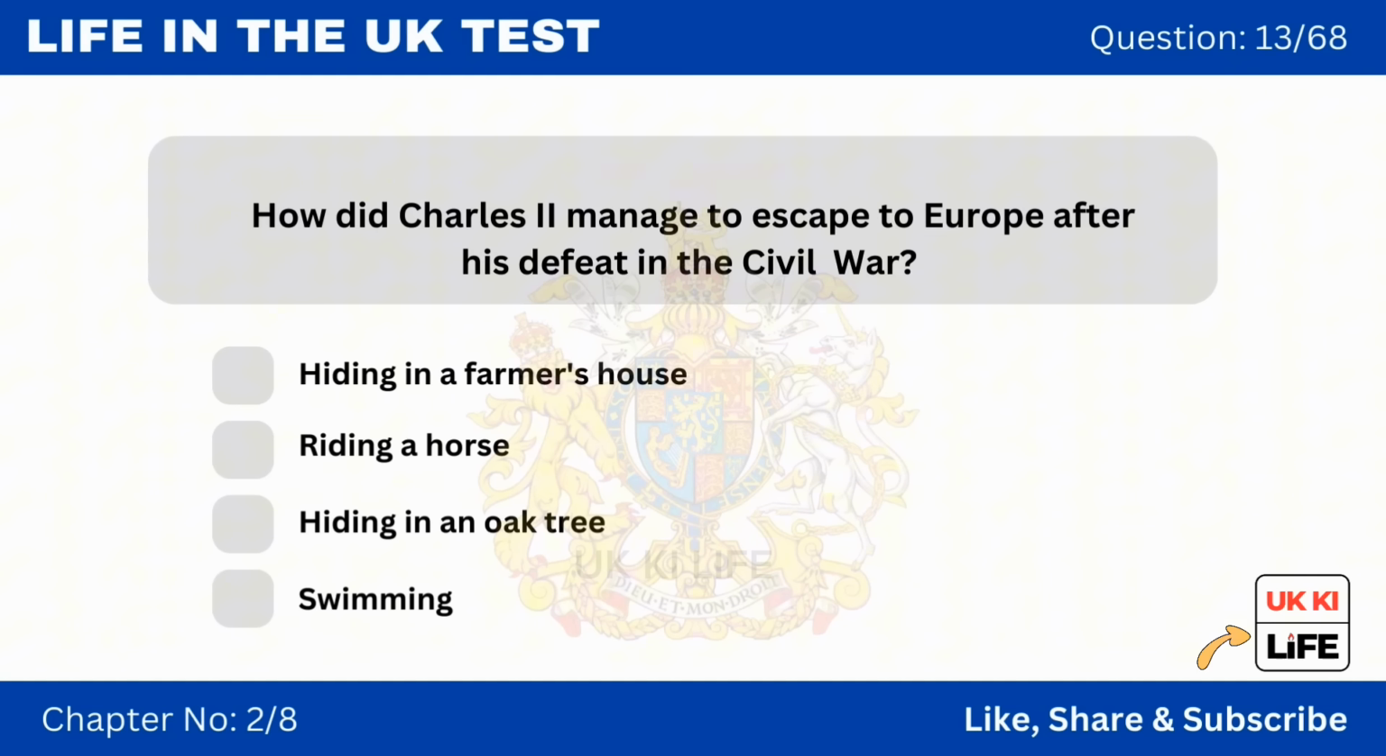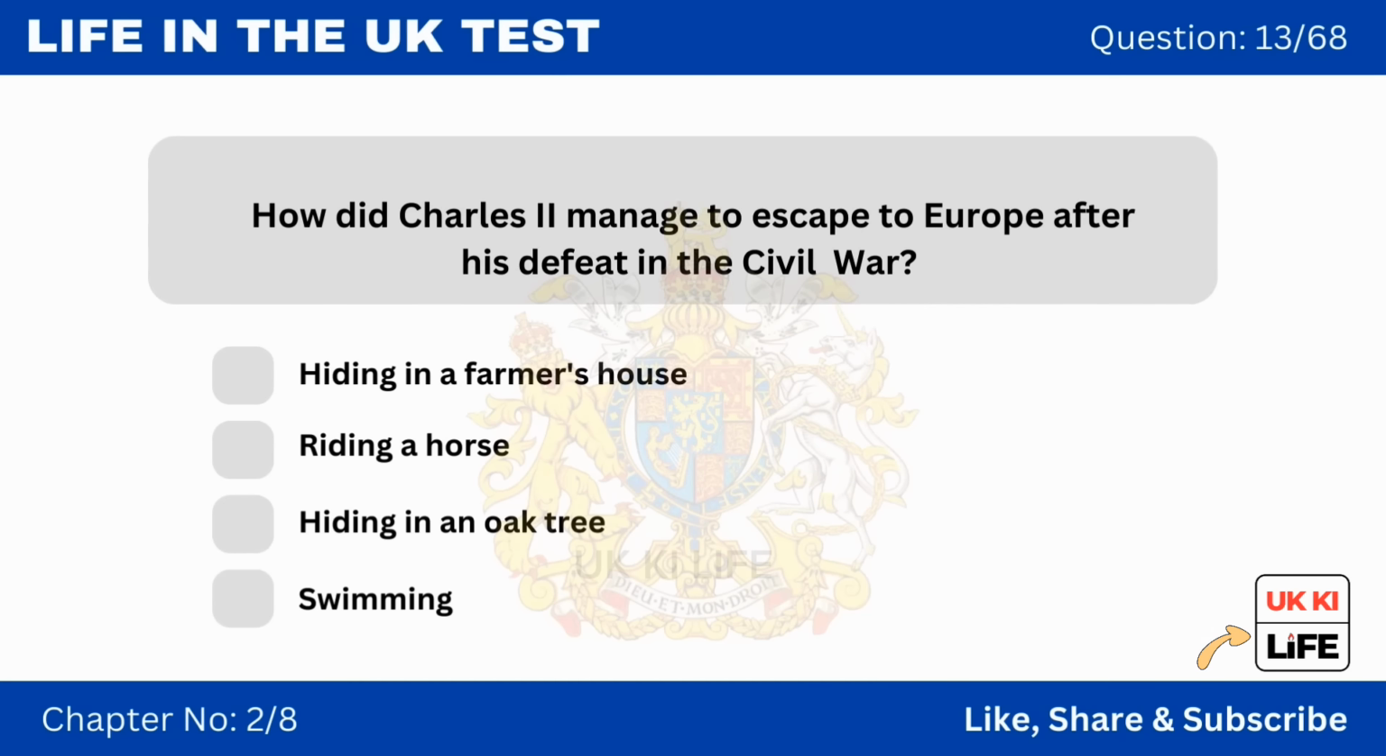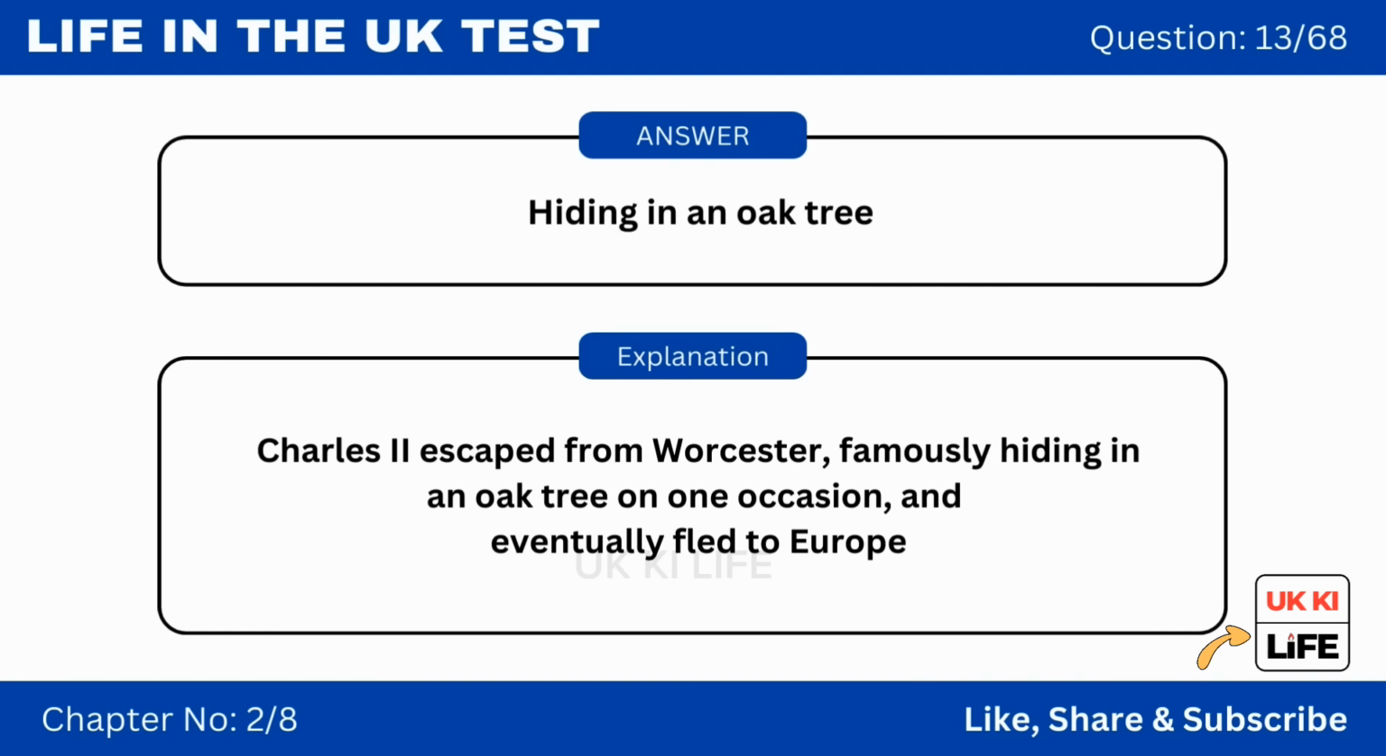Hiding in a farmer's house. Riding a horse. Hiding in an oak tree. Swimming. The correct option is C. Explanation. Charles II escaped from Worcester, famously hiding in an oak tree on one occasion, and eventually fled to Europe.